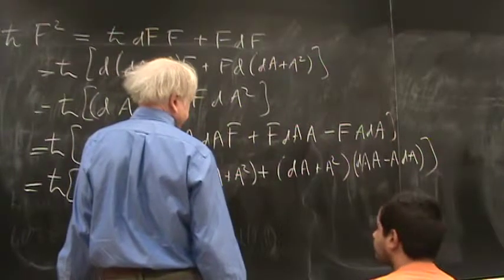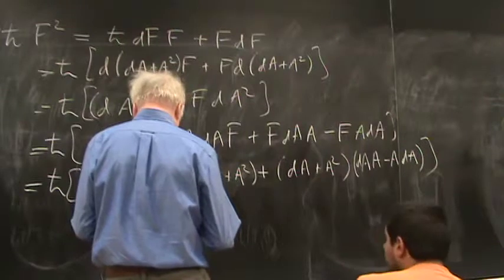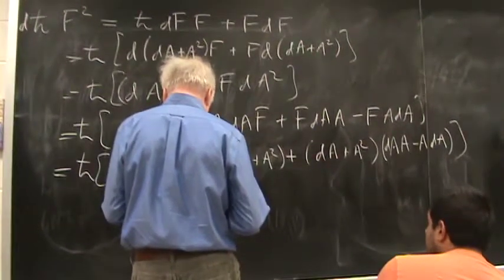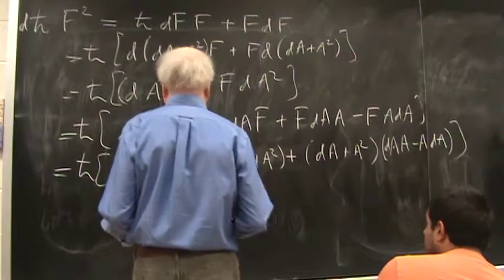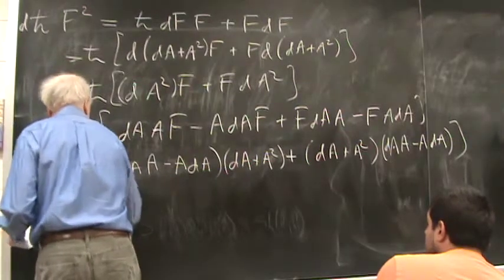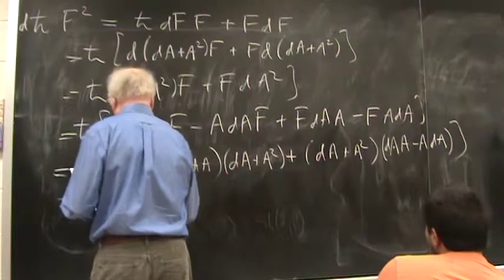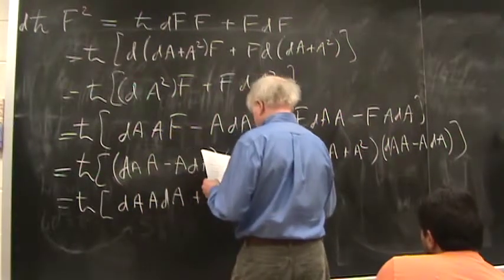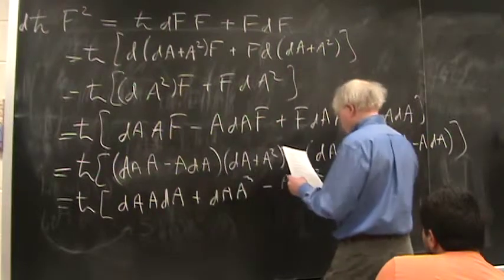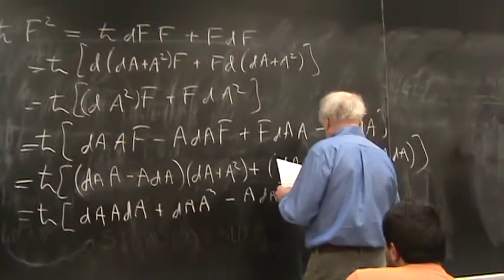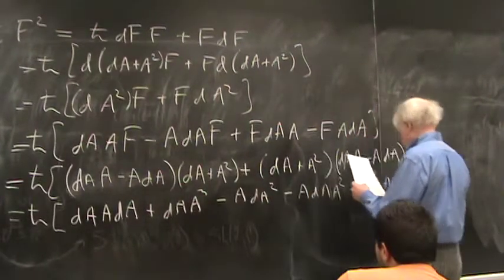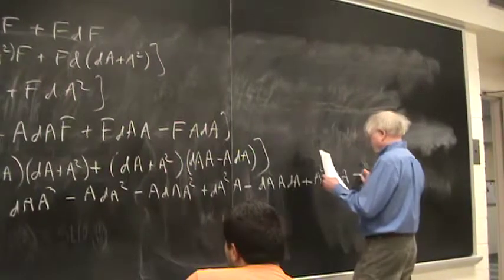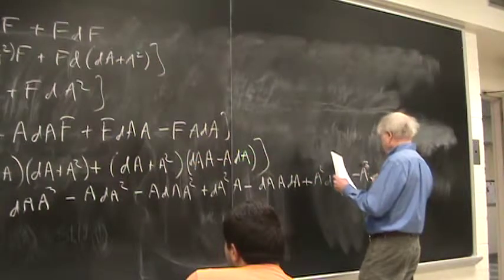Now that I think about it, you don't even need to use the trace aspect of this. All right, let me just multiply this out. It's trace of dA, A, dA, plus dA, A cubed, minus A dA squared, minus A dA A squared plus dA squared A minus dA A dA plus A squared dA A minus A cubed dA.